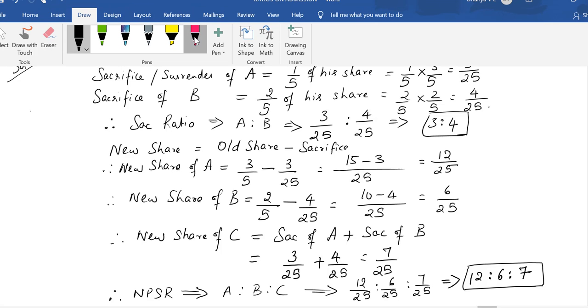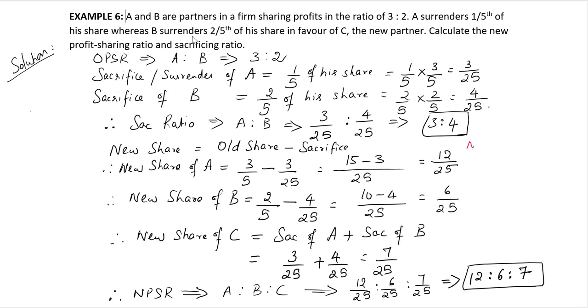So let's summarize this. NPSR between A, B and C is equal to 12 is to 6 is to 7, and the sacrifice ratio between A and B is equal to 3 is to 4. Let's go to the next example.